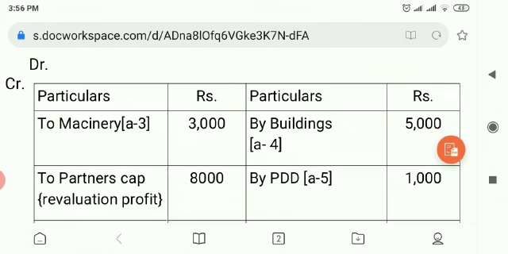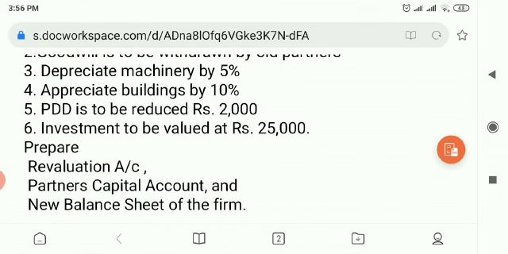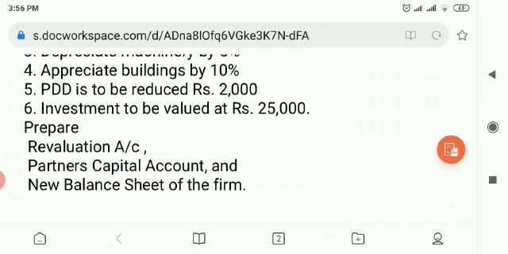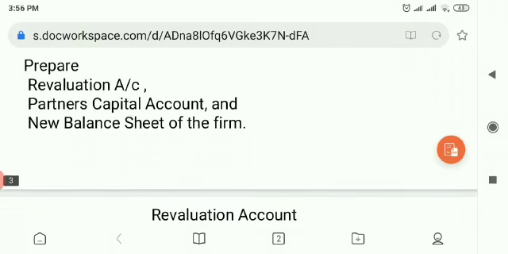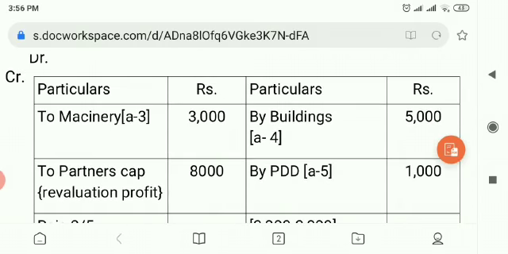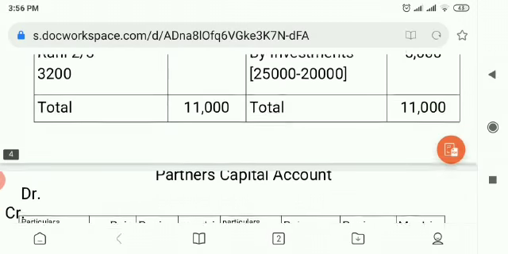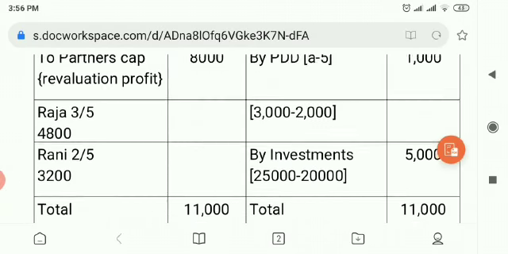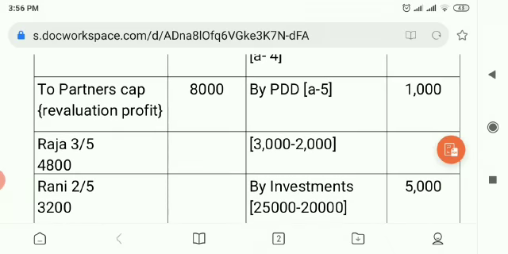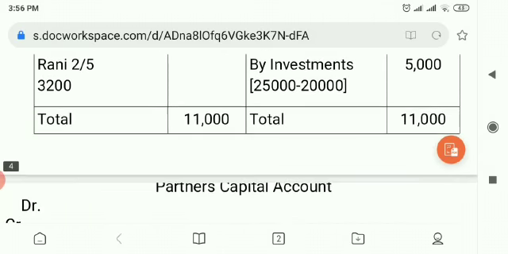That is 5,000. Next, they have told you PDD is to be reduced. It is reduced means it is an increase in the asset, and it is to be reduced to rupees 2,000, so take the difference. Earlier in the question it was reduced by 3,000, and now it should be reduced by 2,000. It means there is an increase in the debtors of 1,000. Increase in the asset will come to the revaluation account credit side, by PDD 1,000.